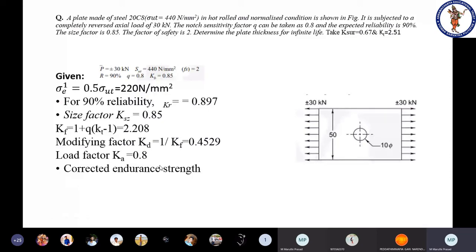Now we are going for the corrected endurance strength. So sigma e dash is multiplied with the surface factor, size factor, modifying factor, load factor, and reliability factor. By multiplying these 220 with all these factors, we are getting the corrected endurance strength as 40.72 Newton per mm square.